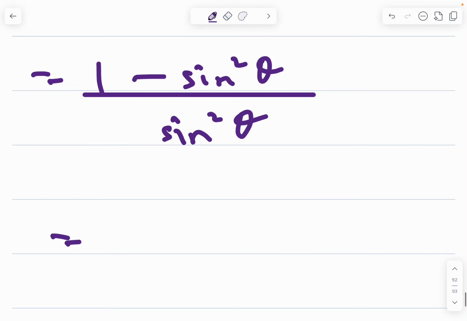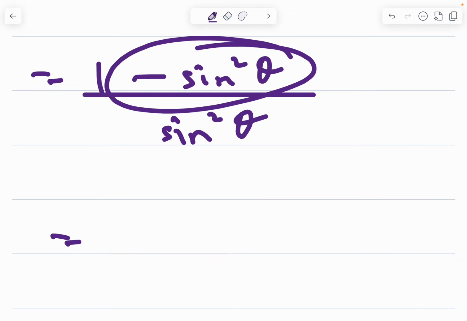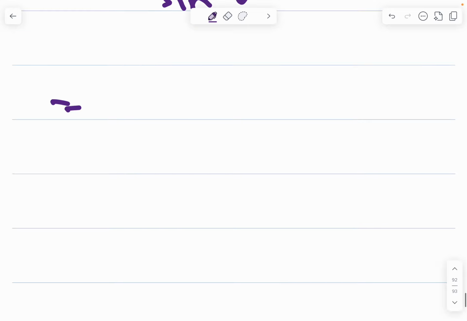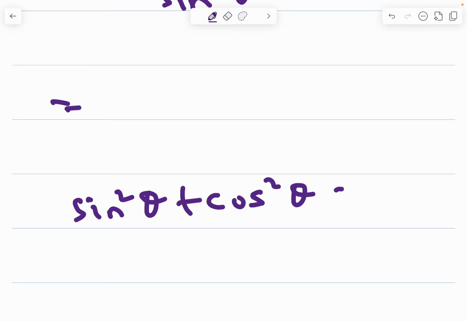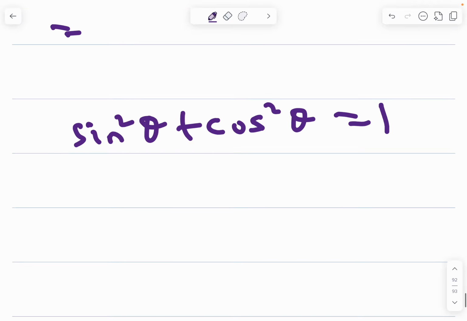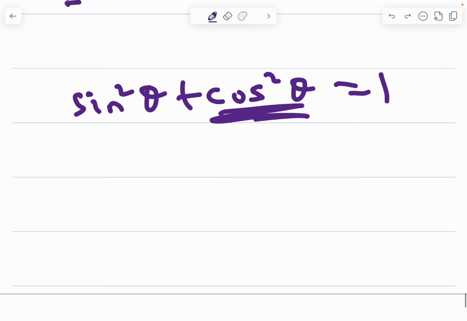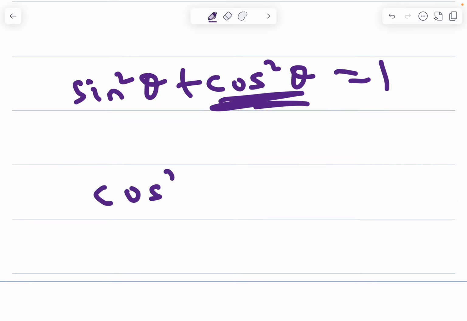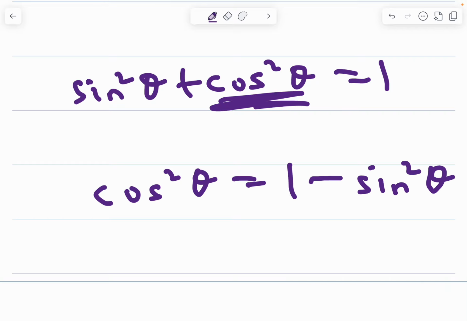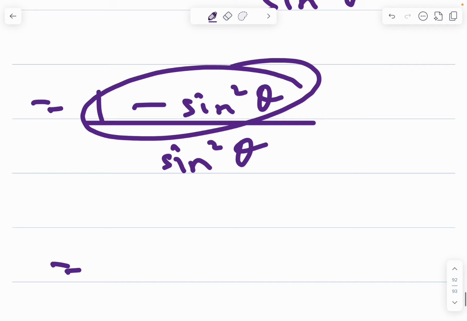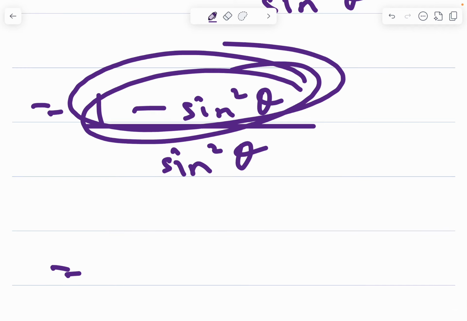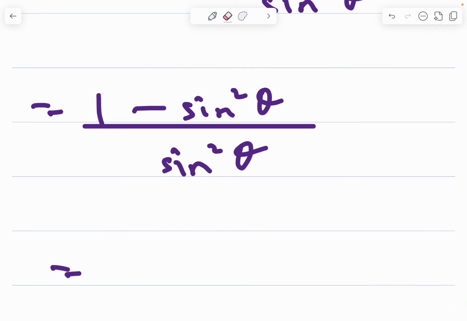Now 1 minus sine square theta is cos square theta. How did we get that? Sine square theta plus cos square theta is equal to 1. So if you make cos square theta the subject of this formula, it will be equal to 1 minus sine square theta. That simply means cos square theta is equal to 1 minus sine square theta. So instead of writing 1 minus sine square theta here, I'm going to write cos square theta.